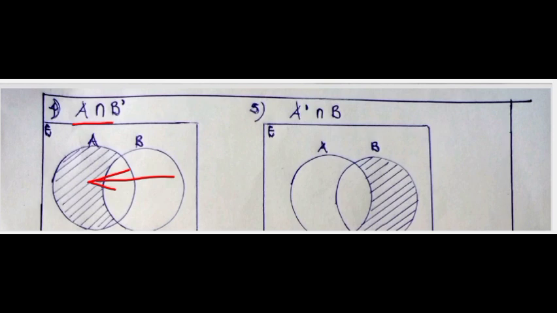What if we are asked to find A complement intersection B? So we mean those members that are outside the A region, but are intersecting with B. So this is how the set would look like.